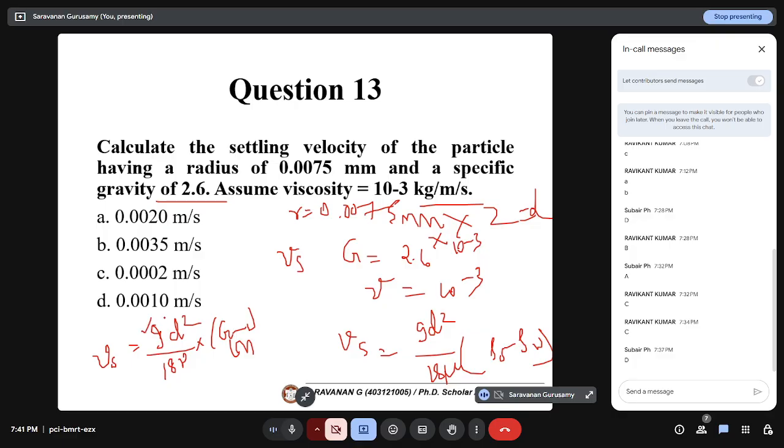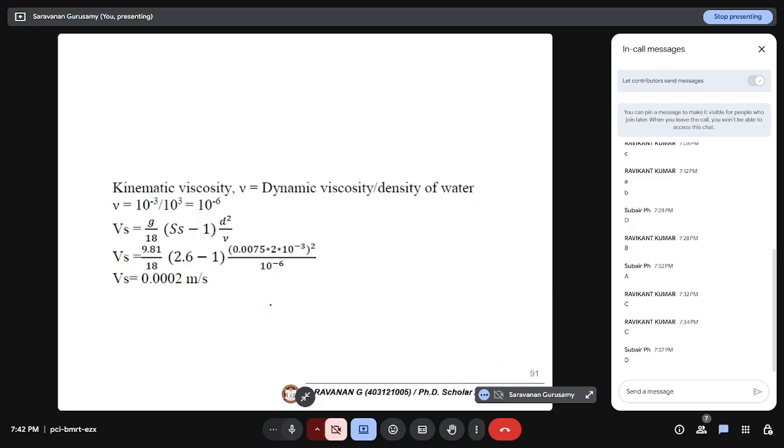G is 9.81, D is 0.075 into 2 into 10 power minus 3 square. 18 mu is given as 10 power minus 3. Then G minus 1 is 2.6 minus 1. Directly you can substitute. Right? We will get the whole value. 0.002 meter per second is my settling velocity. Kinematic viscosity is given.